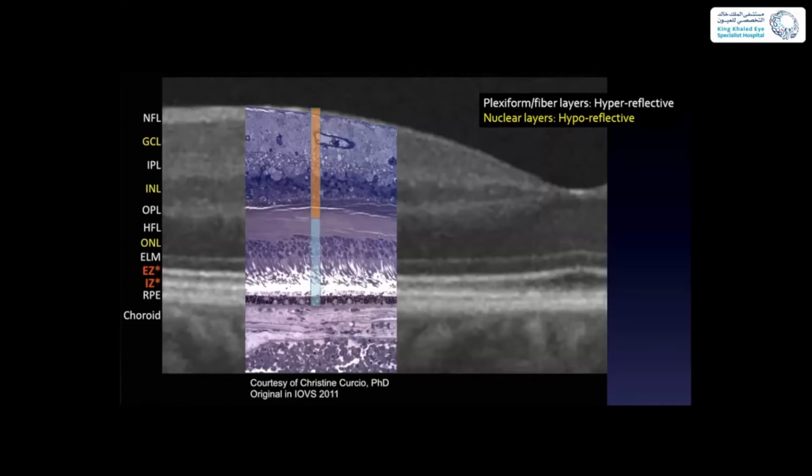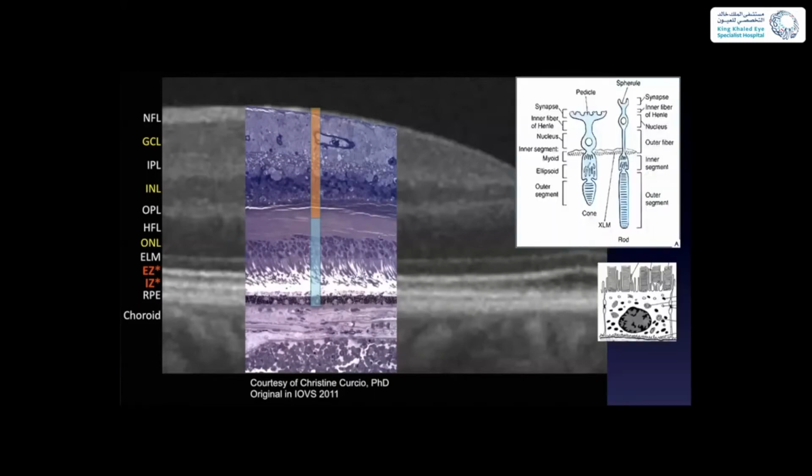In the outer retina, we have the Henle fiber layer, which is composed primarily of the photoreceptors' axons as they insert into the plexiform layer. This layer is extremely important for the diagnosis of macular edema. This is where fluid accumulates primarily. This is followed by the outer nuclear layer, which is hyporeflective and made up of the photoreceptors' nuclei.